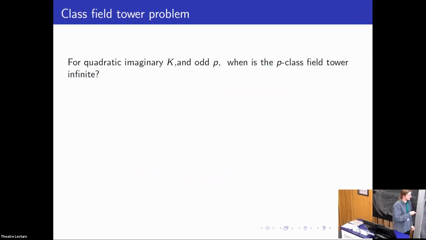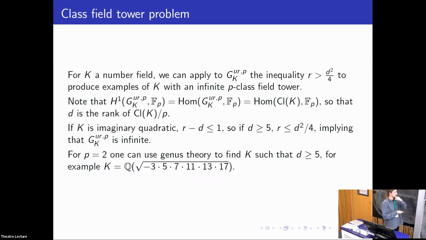So it would be nice, since we now have this problem with class field towers, to say when, given a number field K, the tower is infinite and when it is finite. Maybe that's too hard. Maybe we should start with imaginary quadratic number fields and see if we can decide when the p-Hilbert class field tower is finite or infinite. Let's see if we can say something about this.